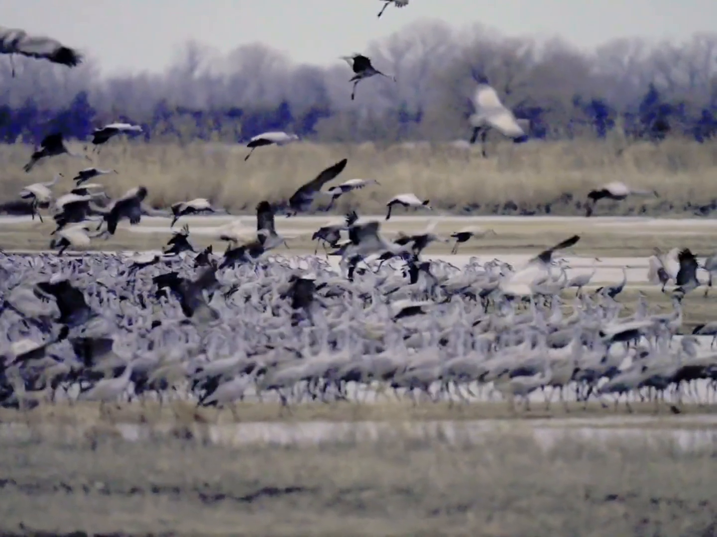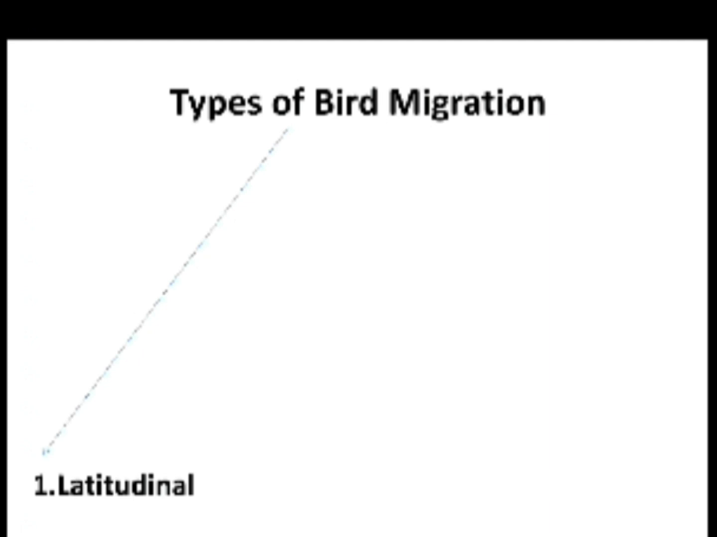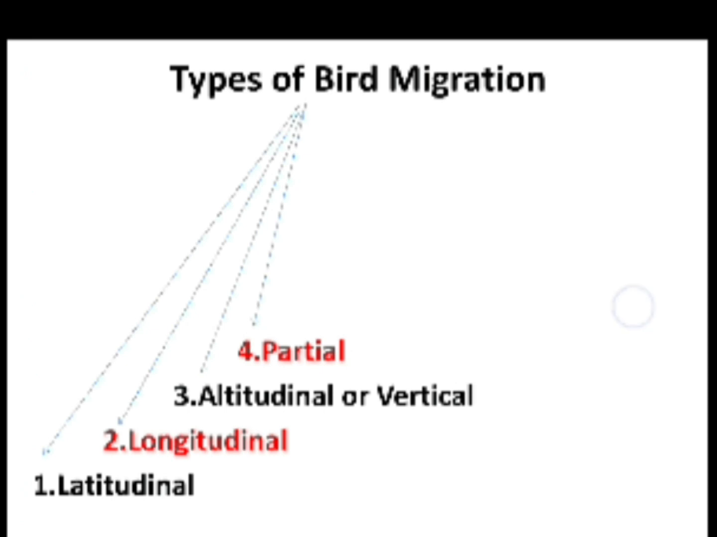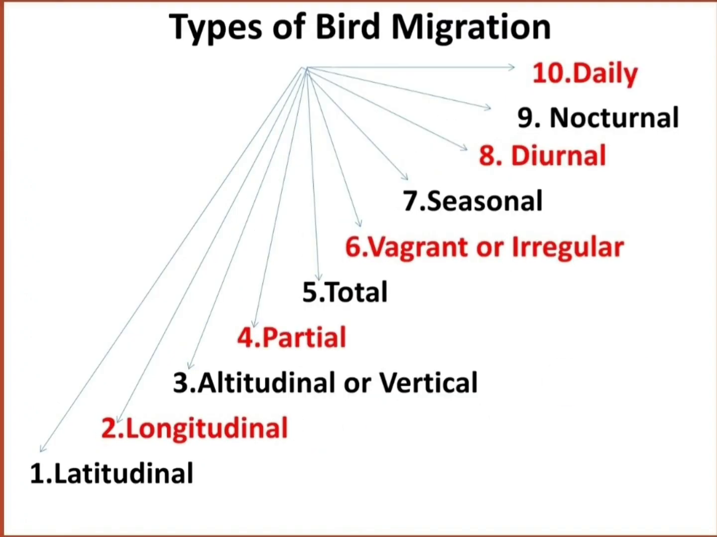Types of bird migration can be studied under 9 different heads. First one is the latitudinal migration, second longitudinal migration, third altitudinal or vertical migration, fourth partial, fifth total, sixth vagrant or irregular, seventh seasonal migration, eighth diurnal, ninth nocturnal, and according to some views, one more type of migration is there, that is the daily migration. So let us see one by one.